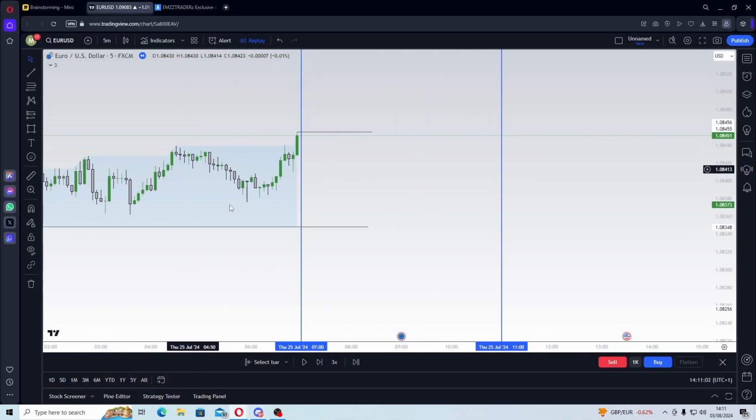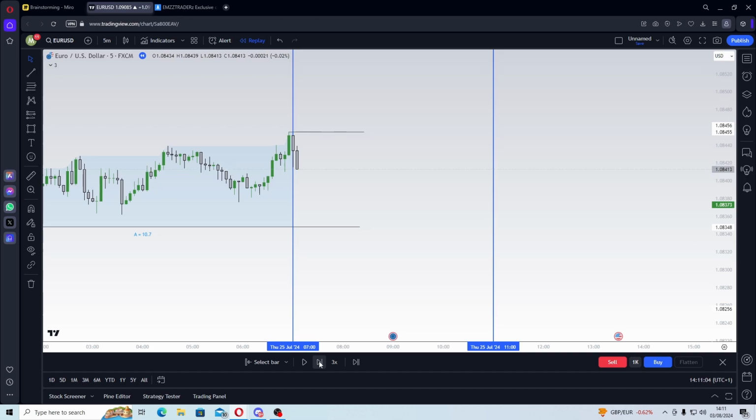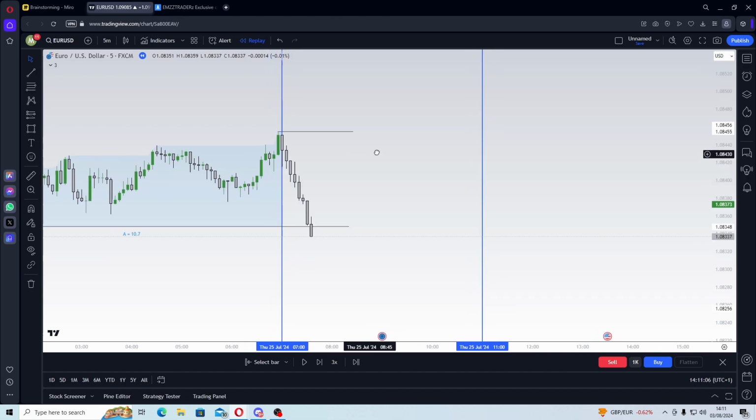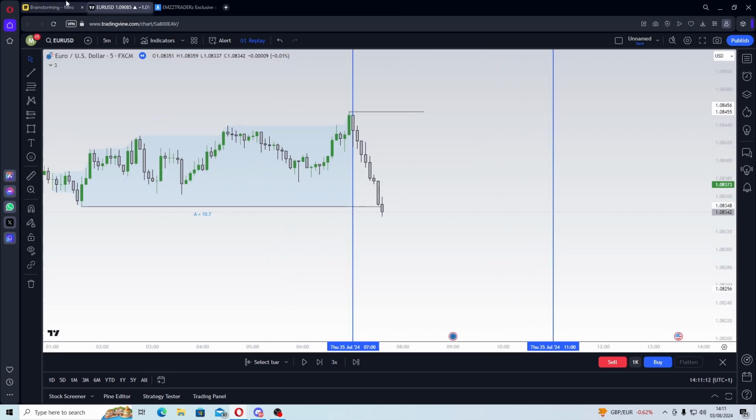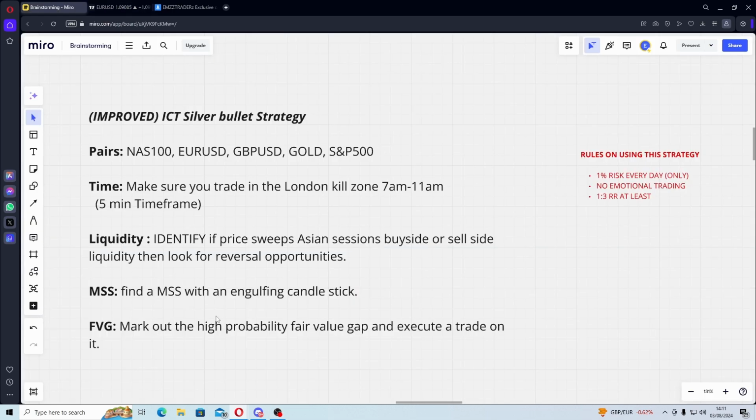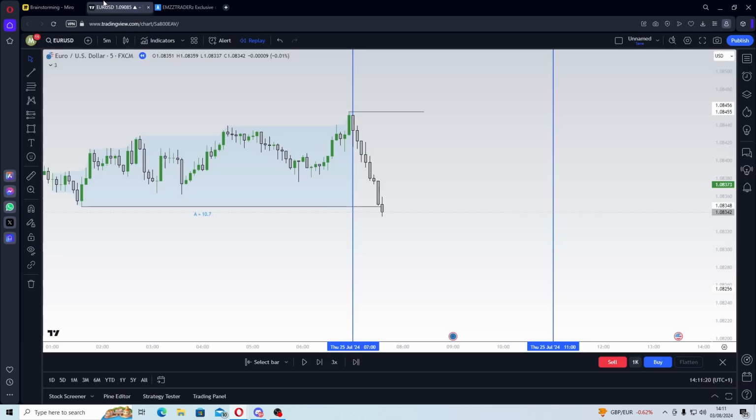And now all I need to do is play price forward and see which side actually gets swept first. Play this, and you can see there we have the lows of Asia session has just been swept, okay? So now what we need to do is go back on this and find a market structure shift with an engulfing candlestick, and then we mark out the high probability fair value gap and execute the trade on it, okay? This is all we need to do.